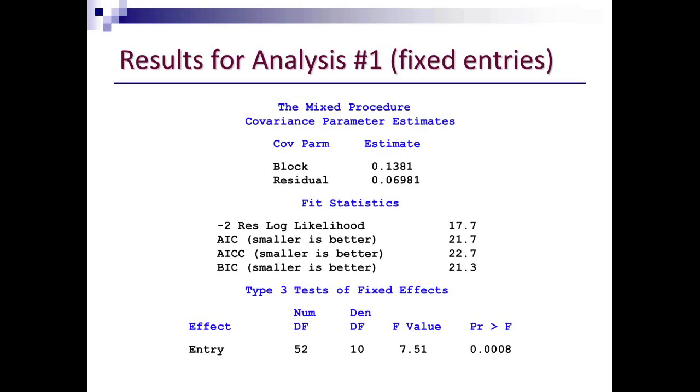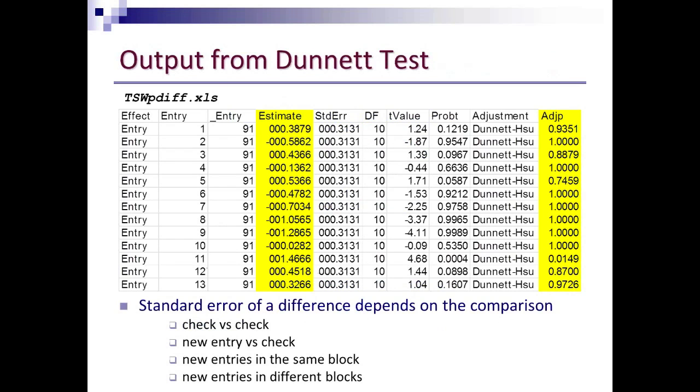Generally speaking, we would want to make adjustments to our means if we get any kind of estimate for our block variance greater than 0. So we will go ahead and do that. We have a test of fixed effects here for entries, which shows that there are highly significant differences among our entries. At this point, we don't know if that's due to differences among our checks or among our new entries.